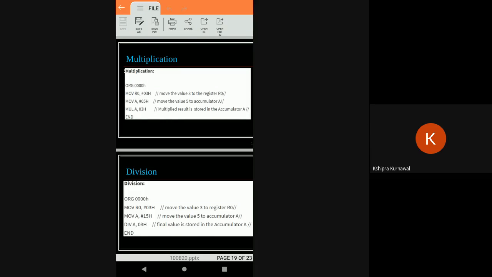And again, the same thing is used as above, that is DIV A, 03H. Whatever address is mentioned, that is 03H, the data at that address is to divide the accumulator, and the resulting quotient is to be stored in the accumulator. So after this instruction, what content will be stored in the accumulator?